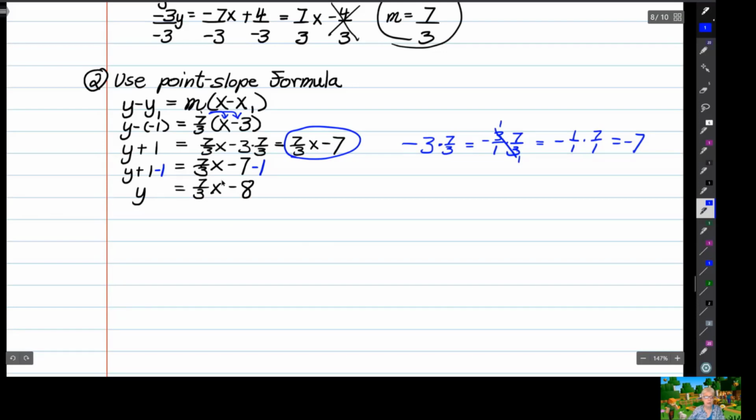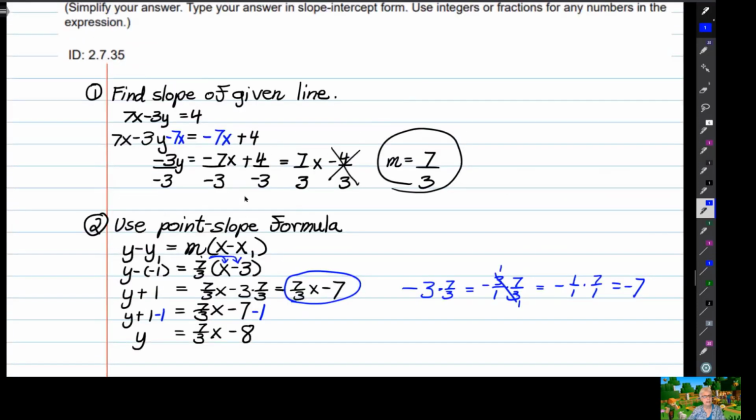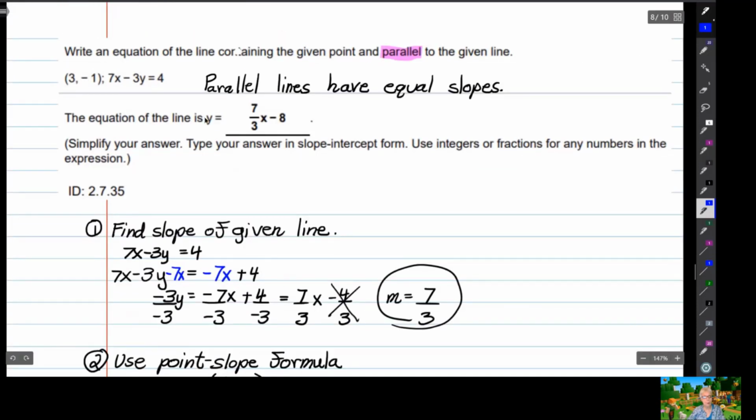So we'll have y plus 1 equals 7/3 x minus 7. And then I have to get y by itself, so I subtract 1, and I'm left with y equals 7/3 x minus 8. Let's see if that's correct. It is. Y equals is provided for you. What you're going to need to type into MyMathLab is 7/3 x minus 8. And you'll notice that the answer box is blue in MyMathLab.